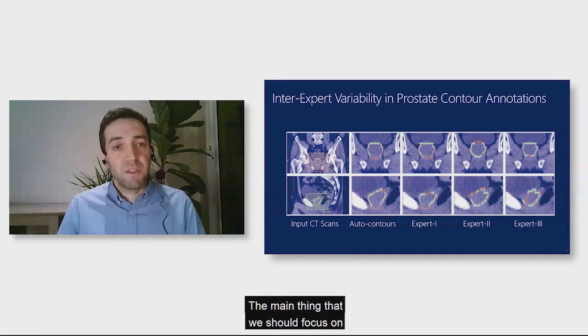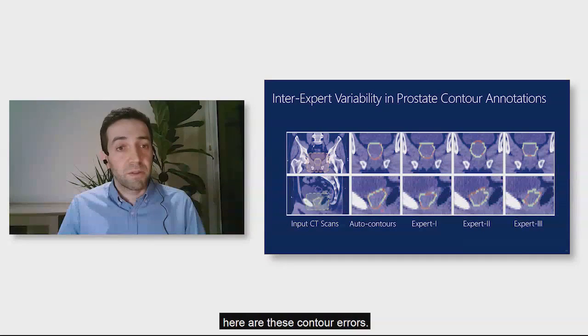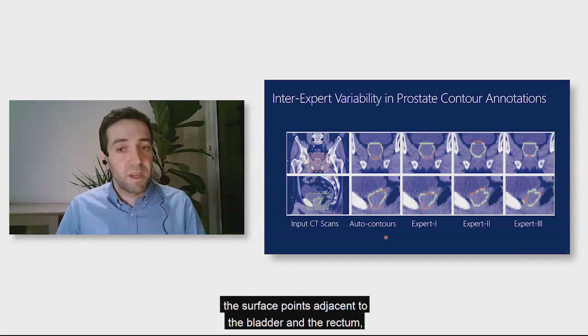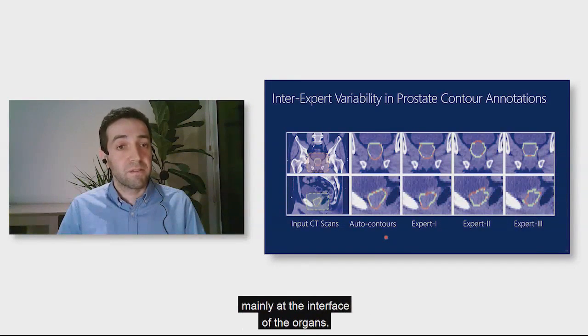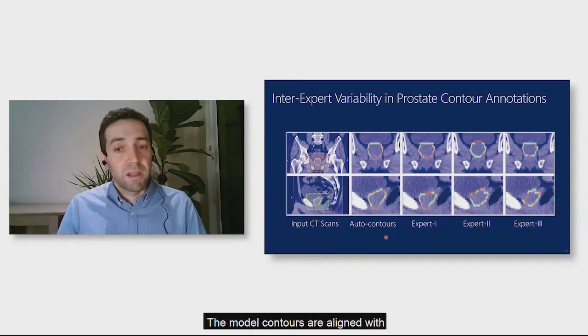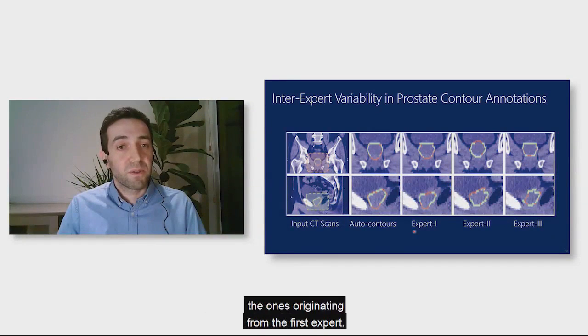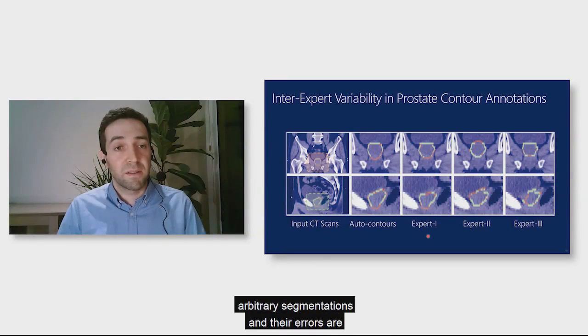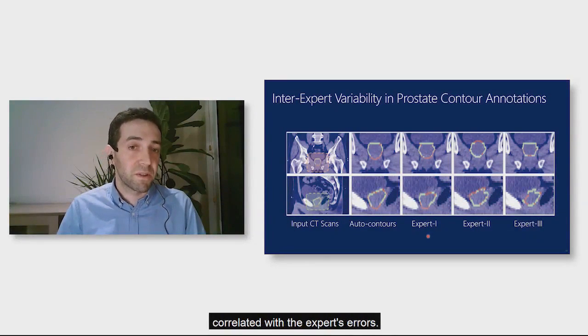So the main thing that we should focus on here are these contour errors. And these contour errors are mainly concentrated at the surface points adjacent to the bladder and the rectum, mainly at the interface of the organs. And the model contours are aligned with the ones originating from the first expert. So our model basically does not perform arbitrary segmentations, and their errors are correlated with the expert's errors.